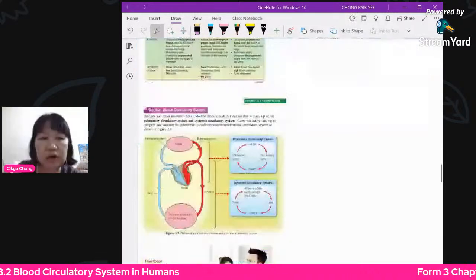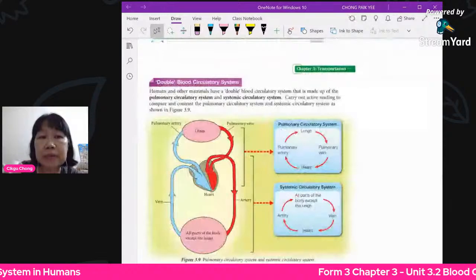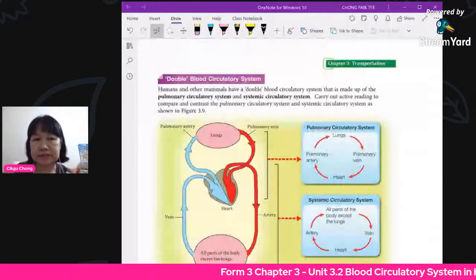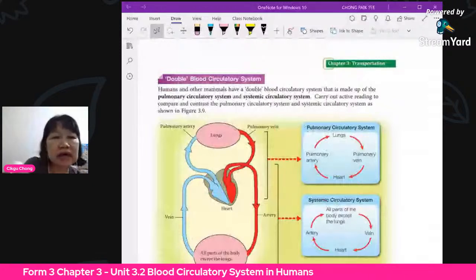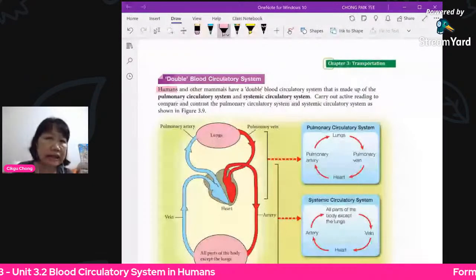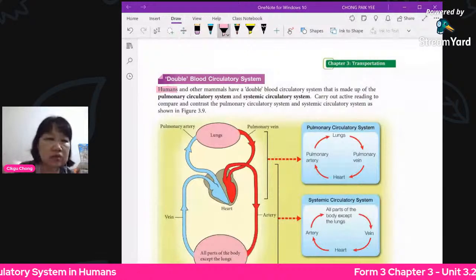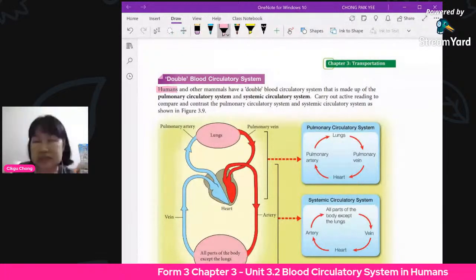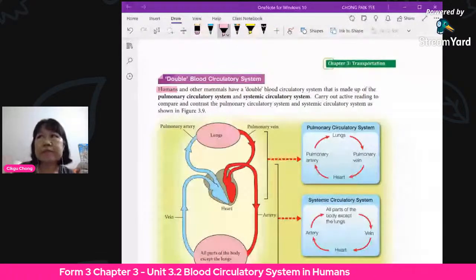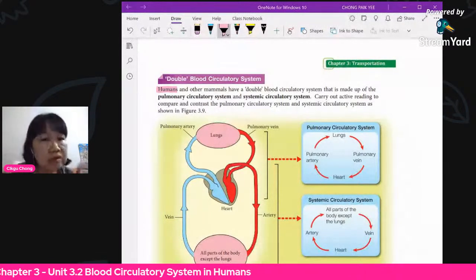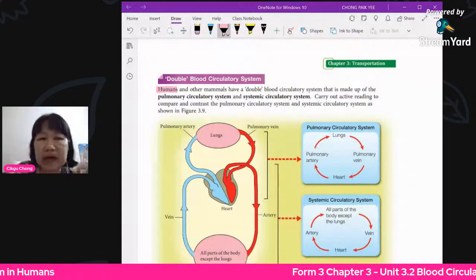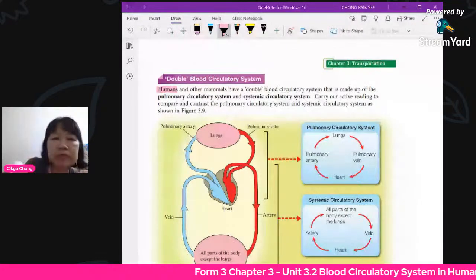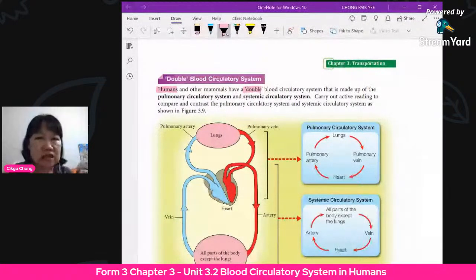Now, what is this called? A double blood circulatory system. Now, humans are, okay, 人类, 我们, right? And also many other mammals. Other mammals is like dog, cats, all those are, we call it warm-blooded, and they have babies. They don't lay eggs, right? And then they will look after their young, and then they also produce milk. They are called mammals. Even bird also, all right? They have double blood circulatory system. Now, what do you mean by double? Double means like 双层. Okay, 双 means double, 2 times, 2.